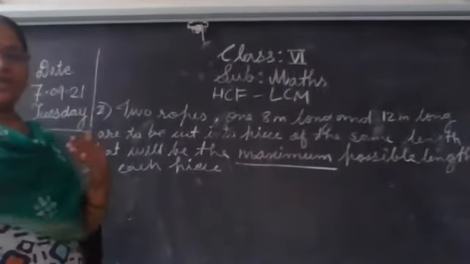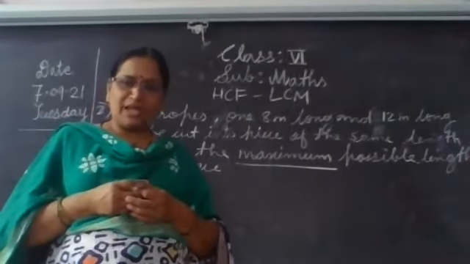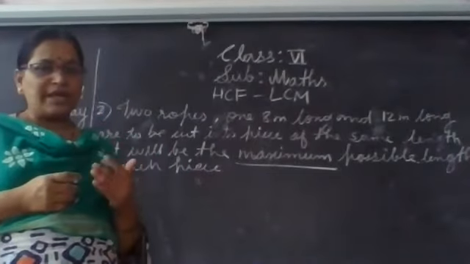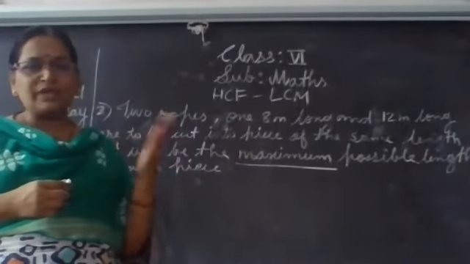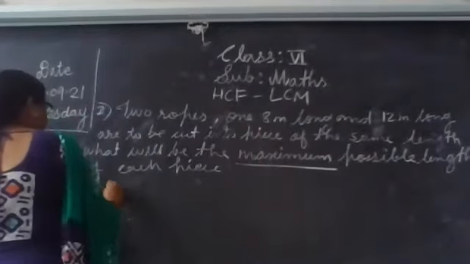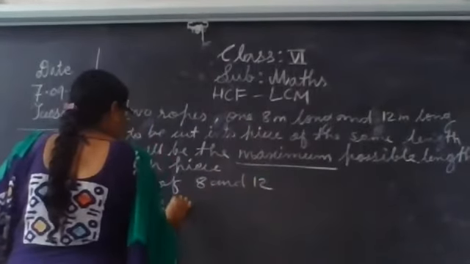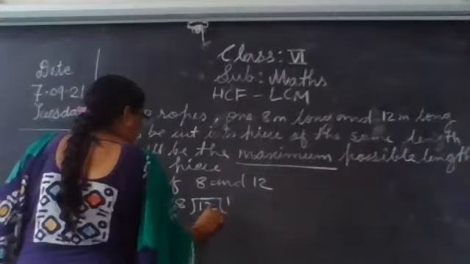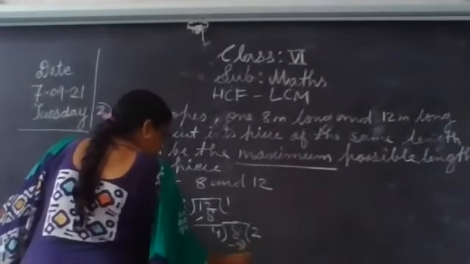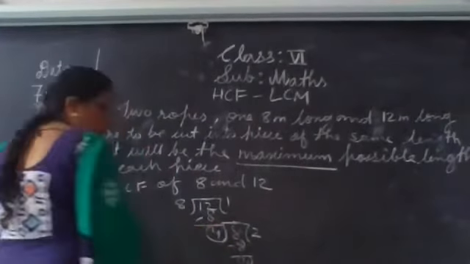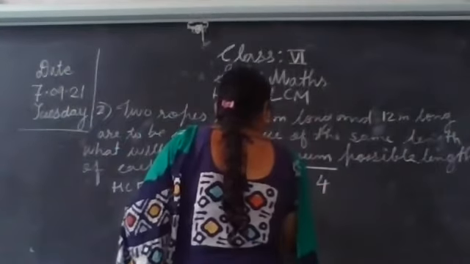Again we will find the HCF of 8 and 12. Orally, you can find the highest divisor of 8 and 12. Four twos are 8 and four threes are 12. So the highest factor of 8 and 12 is 4. So the HCF of 8 and 12 is 4.